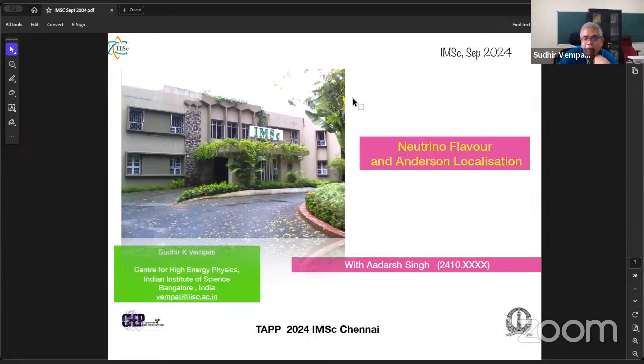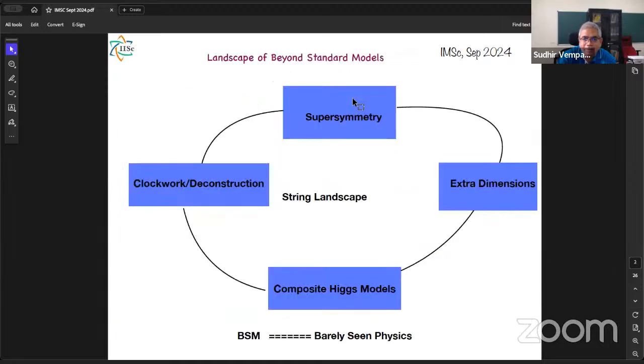So this work goes on using ideas of Anderson localization to explain neutrino masses. Okay, now BSM physics: as a landscape of beyond standard model physics, there are a lot of wonderful ideas, supersymmetry, extra dimensions, strings, composite. But sad to say that after the Higgs discovery, it has transformed itself to Berlin physics, actually.